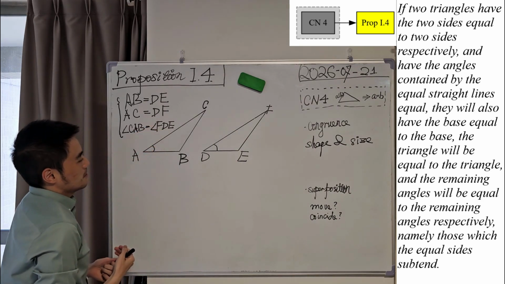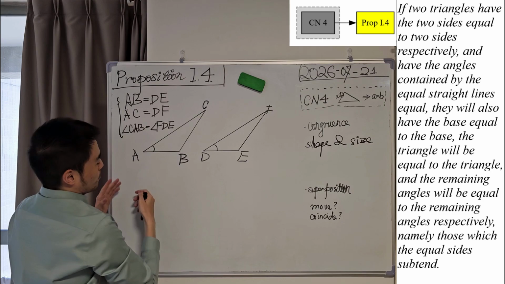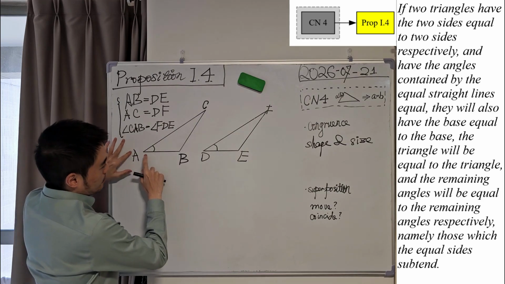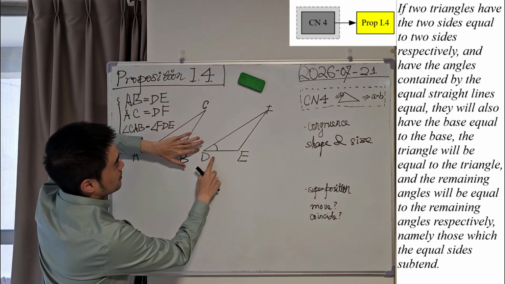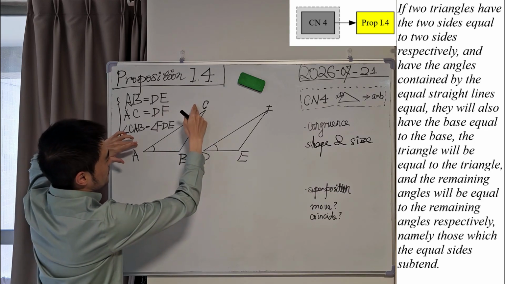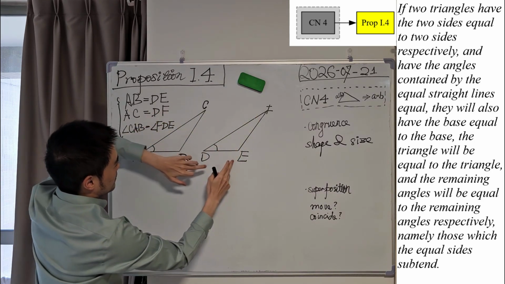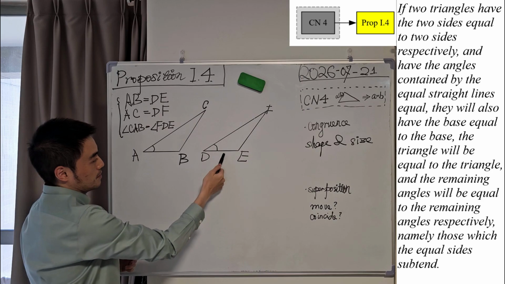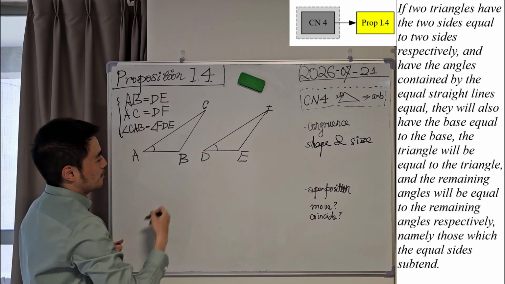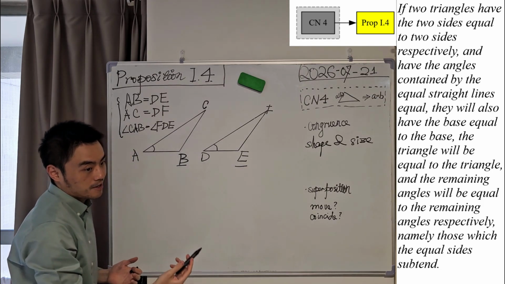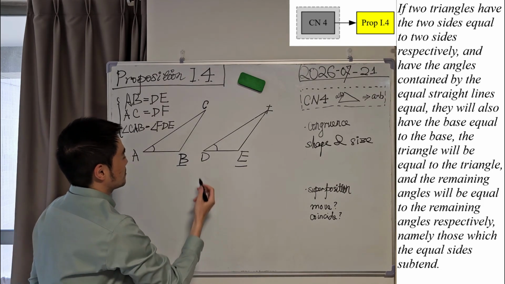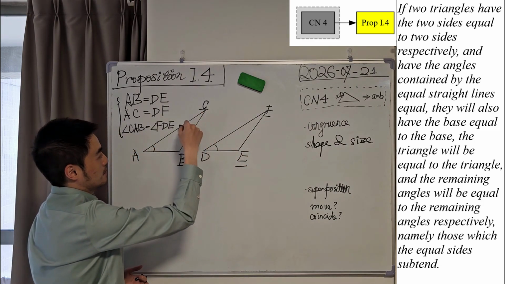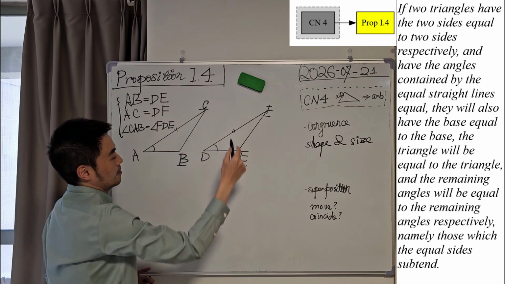And let's prove it. In Euclid's book, we will have to use a method called superposition. At first we move point A to point D, okay? And then we move the edge AC here, as well as AB here. Since AB is equal to DE, we can conclude that point B and point E are coinciding. And similarly, we know that point C and point F are coinciding because these two sides are equal, okay?